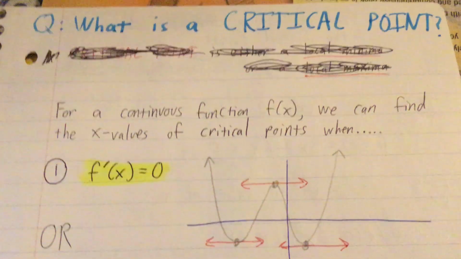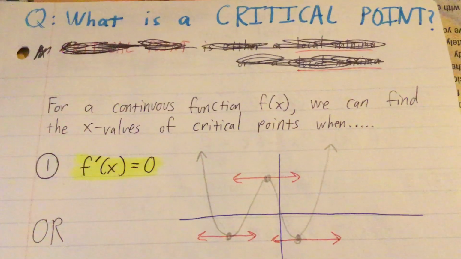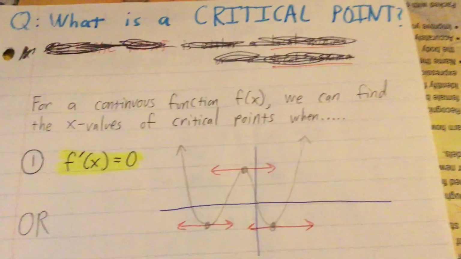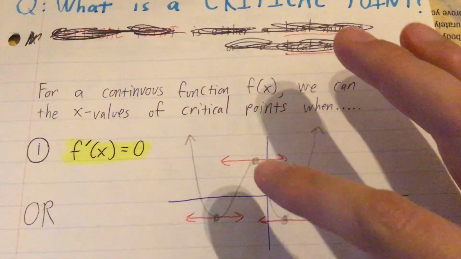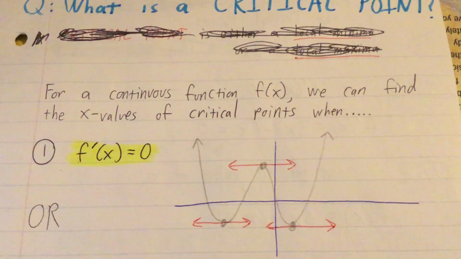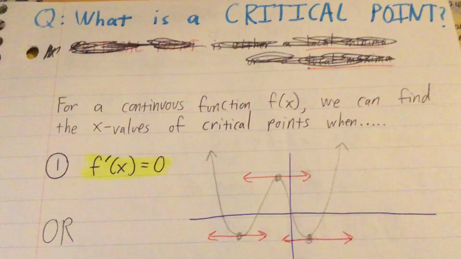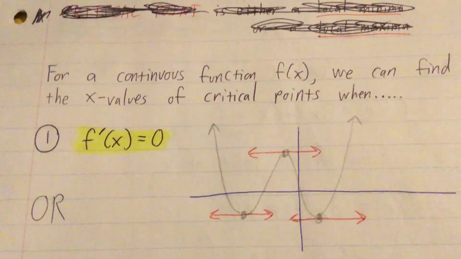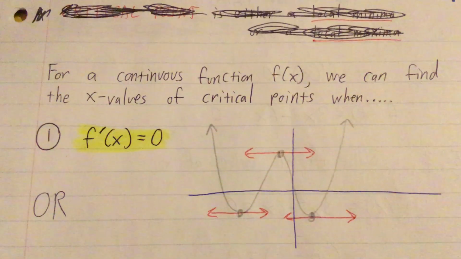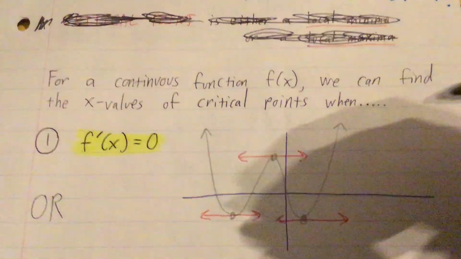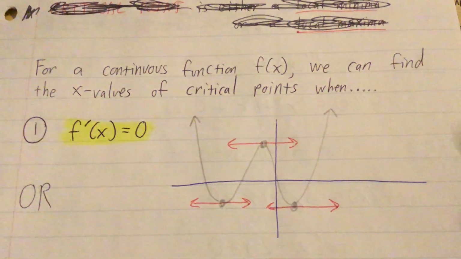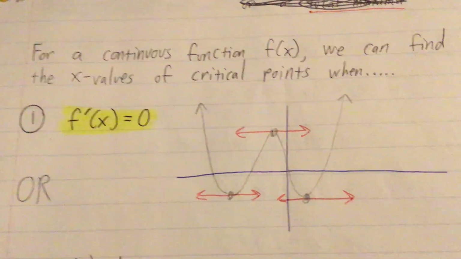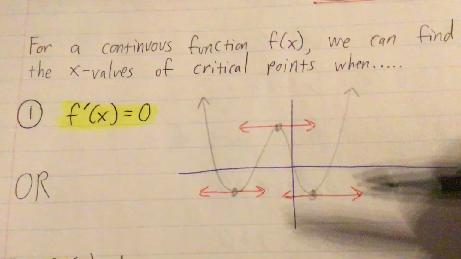So, for a continuous function, a function that has a point everywhere, where I can drive a car through every single point on this graph, we can find the x values of critical points when f prime of x is equal to 0. I drew a gray graph in the shape of a W because that's what came to mind. It's not a parabola, it's not a line, but you could have multiple low points or high points.